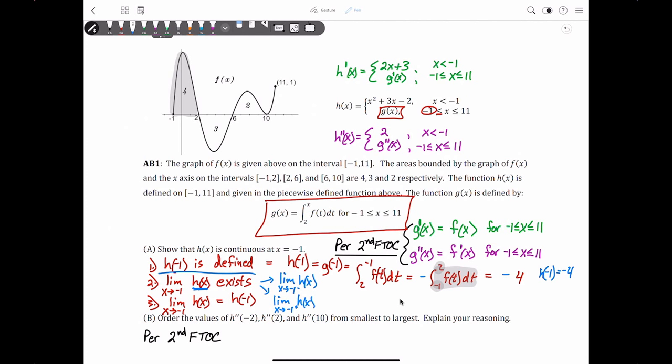Okay, so let's go ahead and go to our piecewise function. And we're going to do this one first. We're going to approach -1 from the left. So if you're approaching -1 from the left, that means you're even lower than -1. So we will use this interval here.